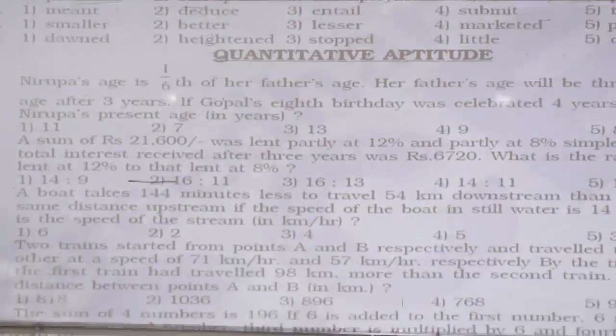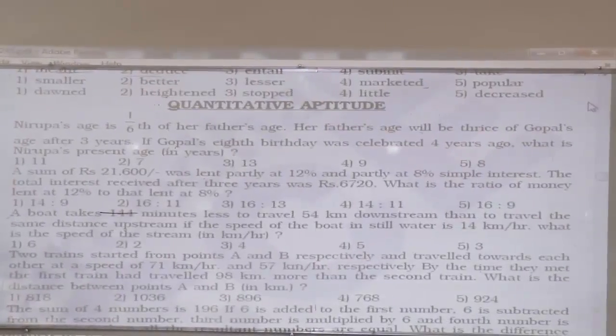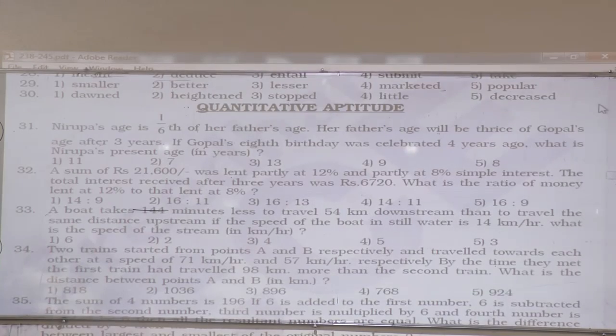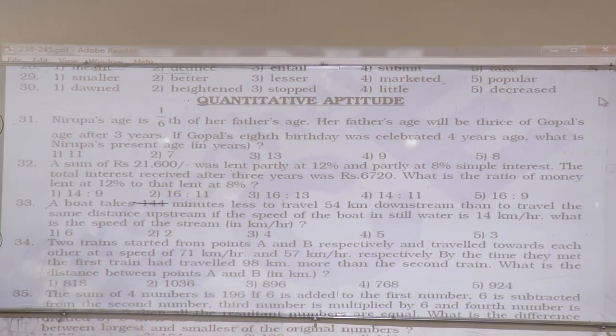Next, 33. A boat takes 144 minutes less to travel 54 kilometers downstream than to travel the same distance upstream if the speed of the boat in still water is 14 km per hour. What is the speed of the stream in kilometer per hour? You are asked about the speed of the stream.